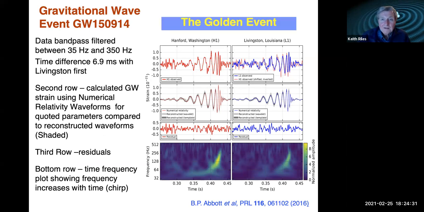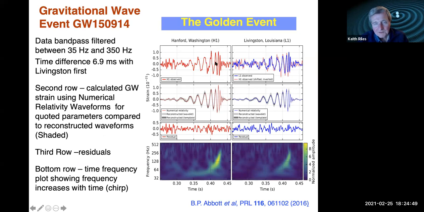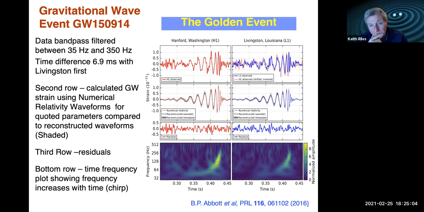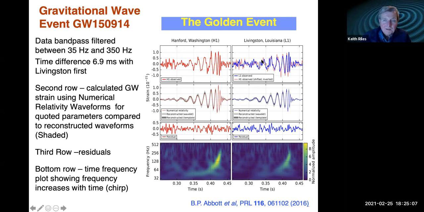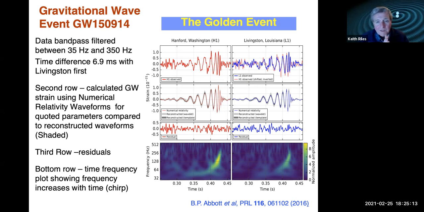This is our first event. We called it the golden event. And you can see that we have a squiggle in the Hanford data in red, a squiggle in the Livingston data in blue that matches up pretty well between the two. But to make them match up well, you have to take the red curve, shift it by 7 milliseconds, which is within the allowed 10 millisecond window, and also flip it upside down because the Hanford interferometer is rotated 90 degrees with respect to the Livingston Observatory. So this is almost raw data that we're looking at. These two things happen more or less at the same time, and they look very similar to each other.